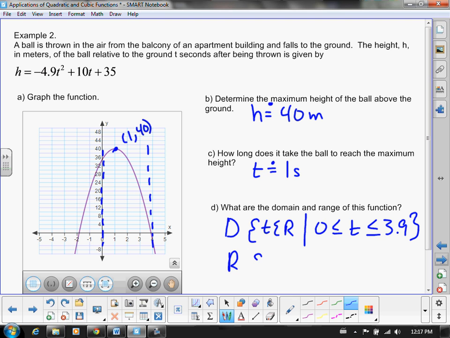The range is going to be h is an element of the reals, since that's our y-axis, represented by height. We are going to have a minimum value of 0 all the way up to about 40. So when we're looking at domain and range, yes, you have to consider the graph as a whole, but when you have a particular situation, you need to define it specific to that situation. Negative time values don't make sense. Once the ball hits the ground at this value right here, that's as far as it can go. So we want to denote that when we're writing our domain.